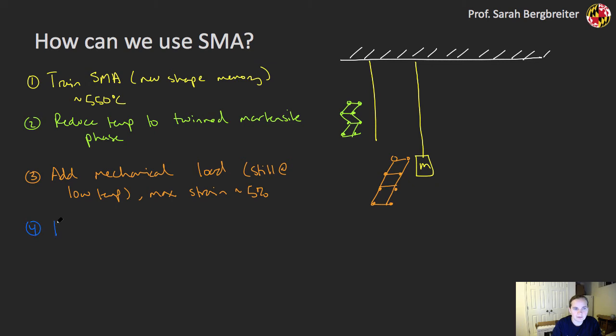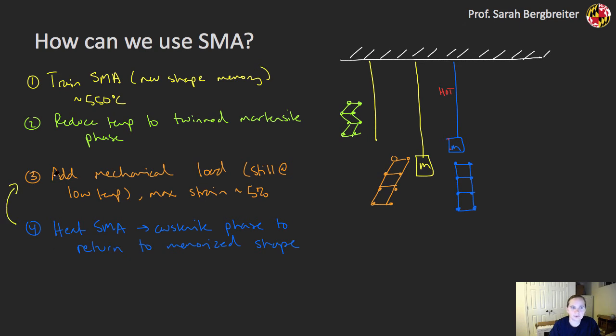So my next step is to heat the SMA, and I can do that through joule heating, running a current through it. And that's going to return it to its memorized shape, or basically put it in the austenite phase. And then I can basically go back and forth between these steps, go between the deformed martensite phase to the austenite phase, and move this mass up and down. So that's the basic approach at how I would use this SMA wire.